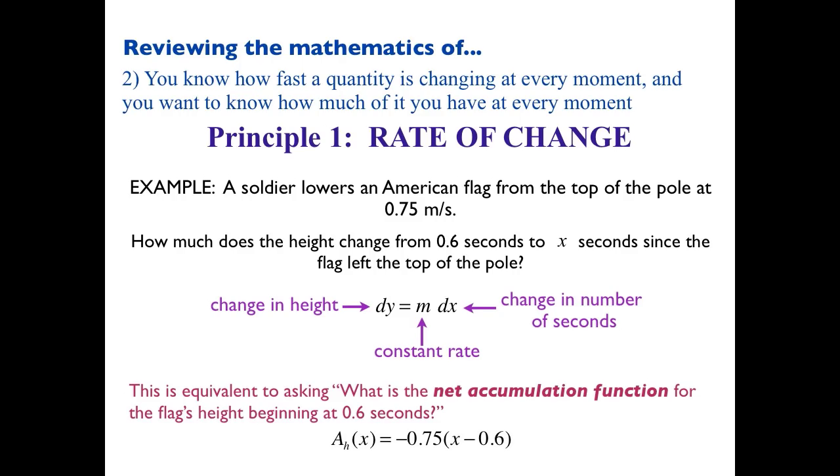Okay? And so our dy, this is going to be our notation for a net accumulation function for a sum. This is the quantity h, or height. So it's the accumulation of quantity h, and that's our dy. How much has the height changed since 0.6 seconds? And we came up with that. You guys said that the m was negative 0.75, and dx would be x minus 0.6. So this is a net accumulation function of height, particularly for the net accumulation since 0.6 seconds after the flag started being lowered.